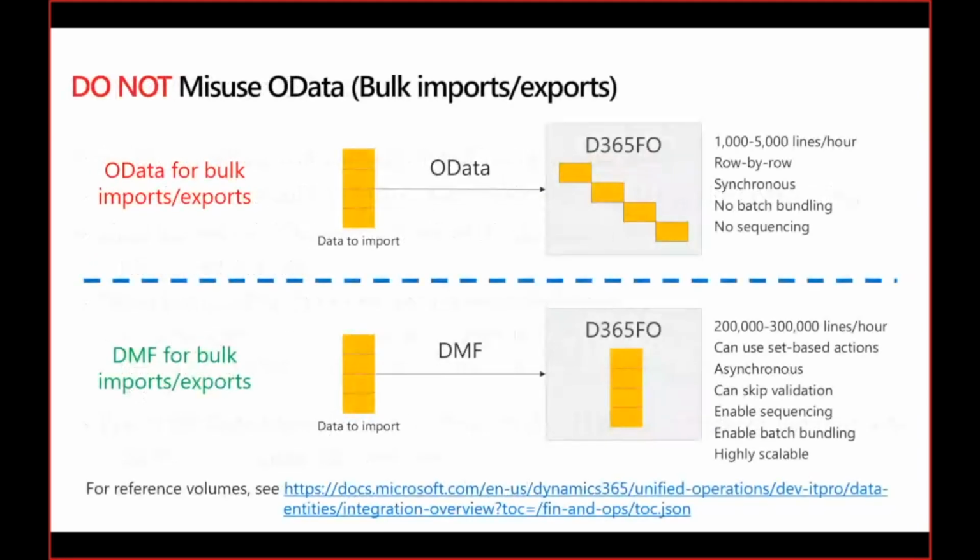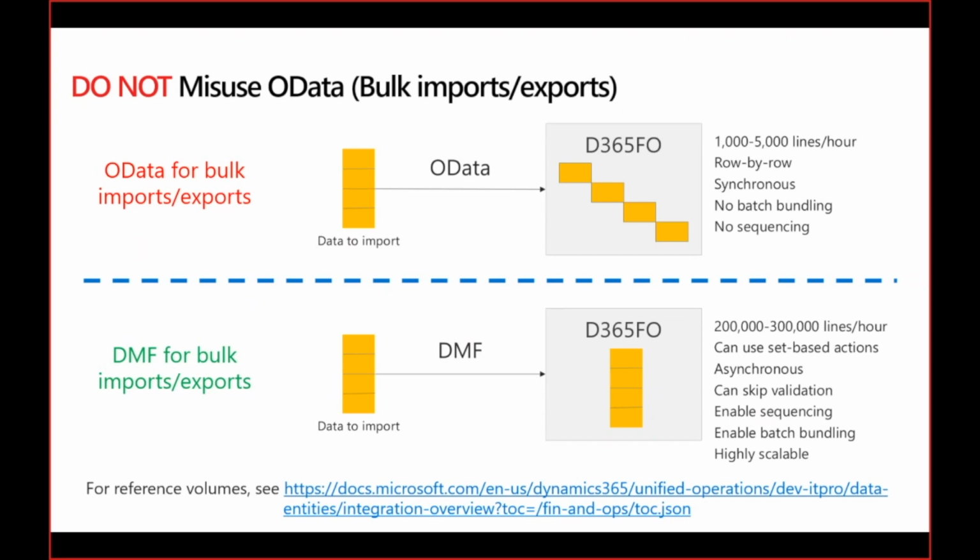Let me visualize this a little bit more. This is a comparison between OData and DMF for bulk import-export, where you can see at the top, where you use OData, you go row by row, synchronously, with no batch bundling, and no sequencing can be used. It's normally for smaller volumes, as an idea 1,000 to 5,000 lines. Of course, this is just a rough estimate, but it's for the lower volume integration scenarios, which should be real time, and where you cannot enable any parallelism.